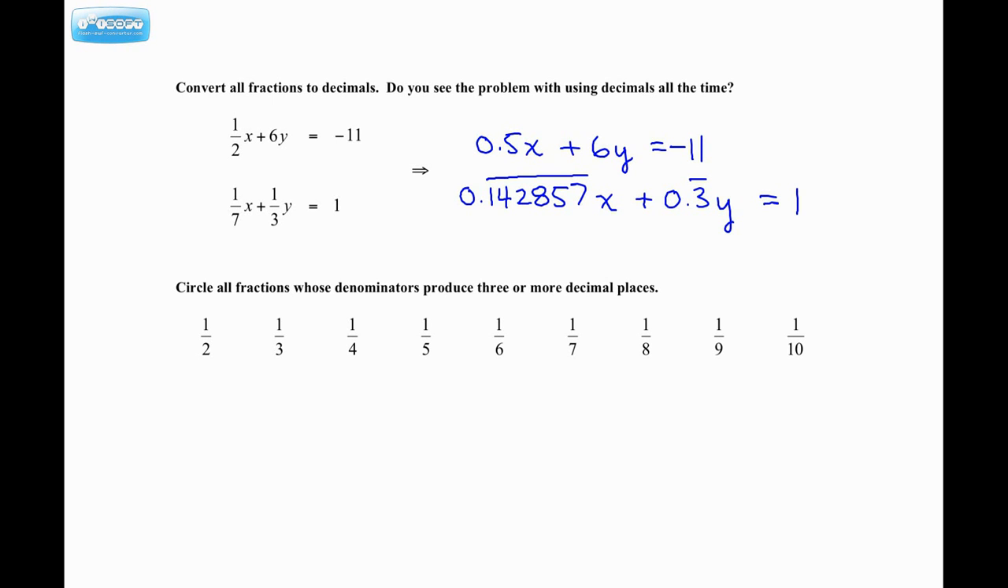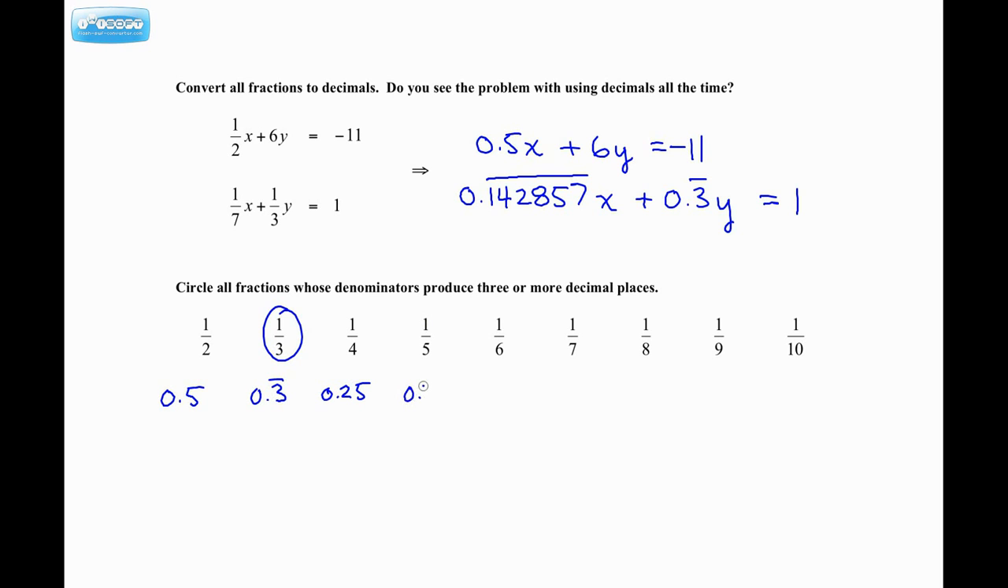Well, you might be wondering, how can you tell if a decimal is going to be nice to work with or not so nice? So below I have a list of some simple fractions, denominators 2 through 10, and we're going to look at their decimal forms and just, well, make the decision. Are they nice or not so nice? So it says circle all fractions whose denominators produce 3 or more decimal places. So 1/2 is just 0.5. Yeah, that's no problem. 1/3 is 0.3 repeating. That's definitely more than 3 because that goes on forever. 1/4 is 0.25. Not bad.